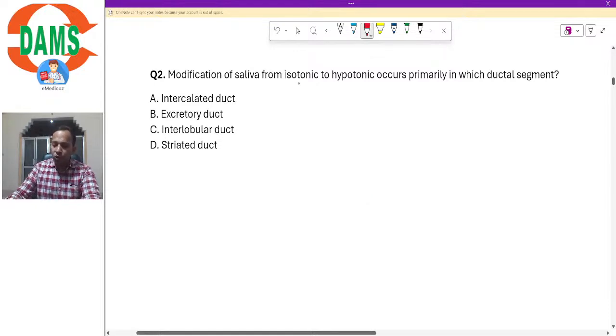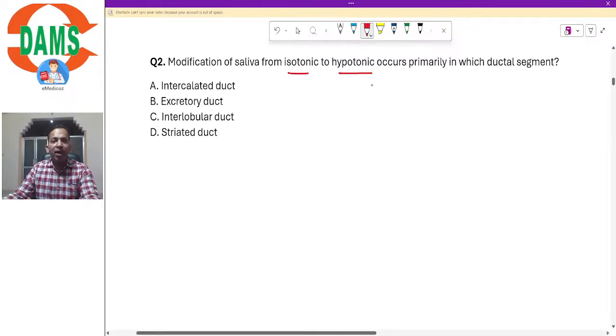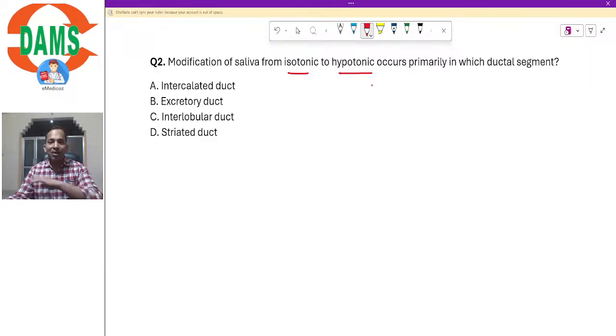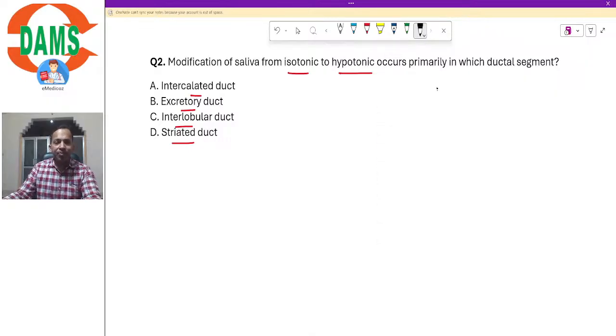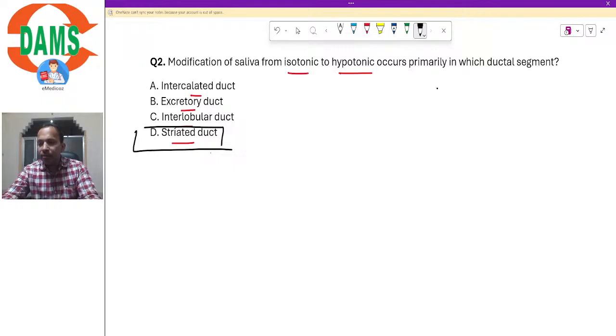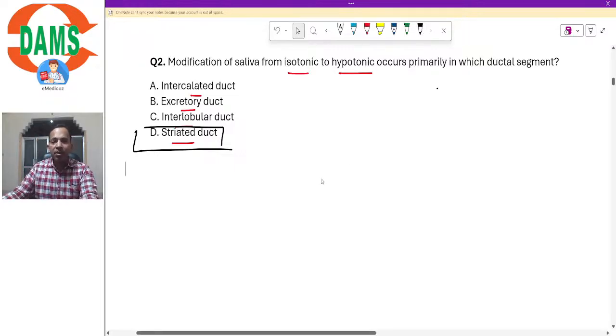Modification of saliva from isotonic to hypotonic occurs primarily in which ductal segment? So the modification from isotonic to hypotonic, sodium chloride reabsorbed, potassium bicarbonate secreted, where is this happening? Options are intercalated duct, excretory duct, interlobular duct and striated duct. So where do you think this is happening? Utkarsh, we just studied where it happens, and the other students, where does this modification of saliva happen? It is happening in striated duct, isn't it? It is happening in striated duct. Yes, very good. The correct answer is D.